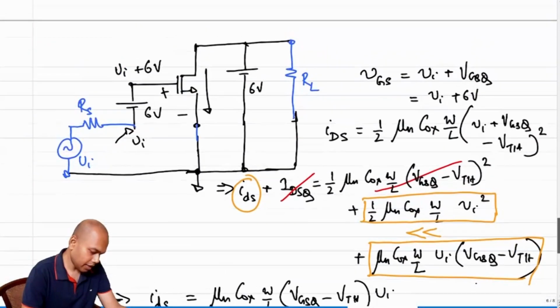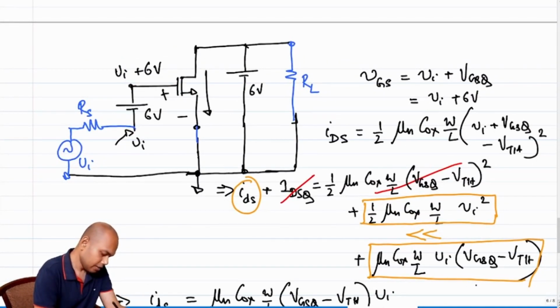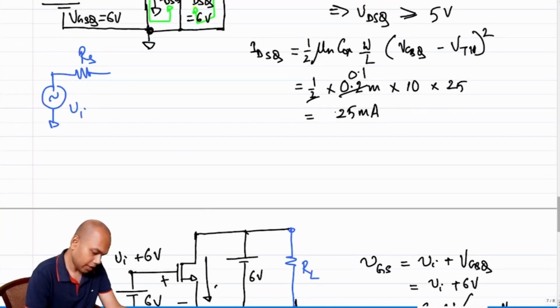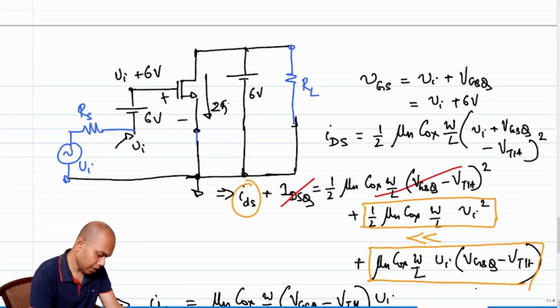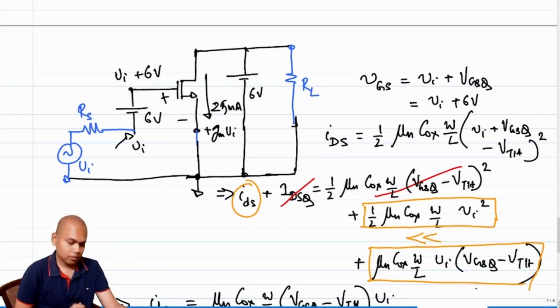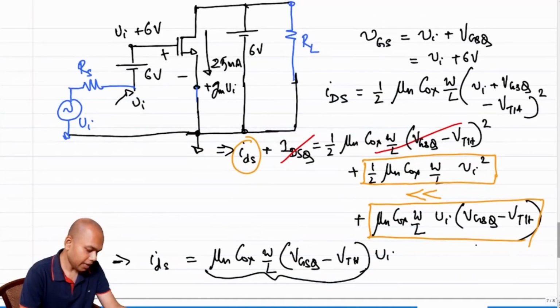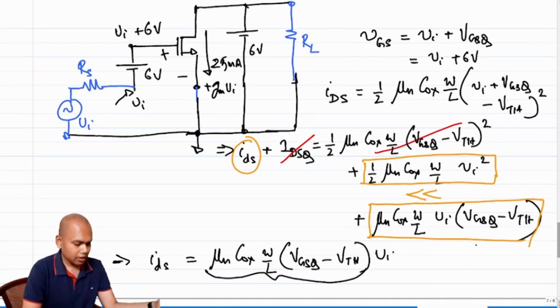Which essentially means that this current that I have drawn here will approximately be equal to IDSQ. And what is IDSQ? IDSQ is 25 milliamps. That is 25 milliamps plus GM times Vi. Correct? Okay. So as far as getting an incremental current out of my device is concerned, this job seems to be fine. But what is the voltage that we will get across RL?